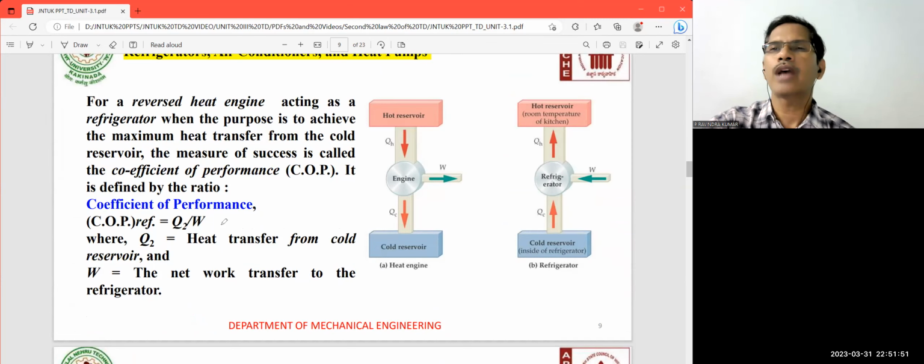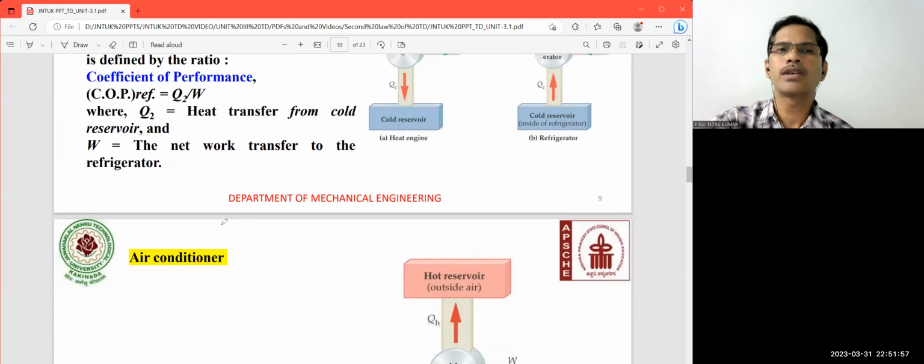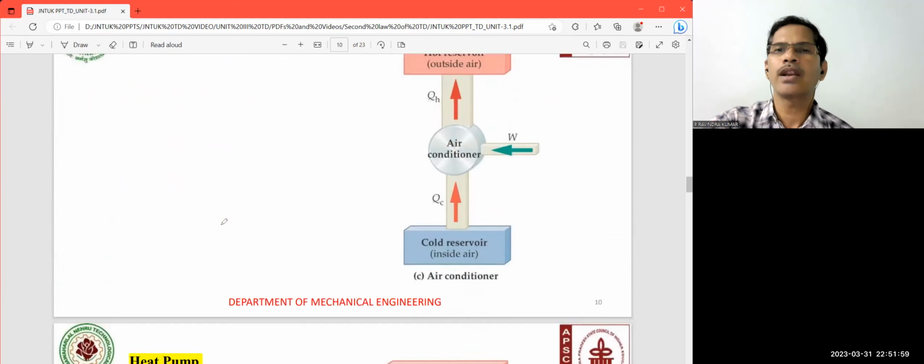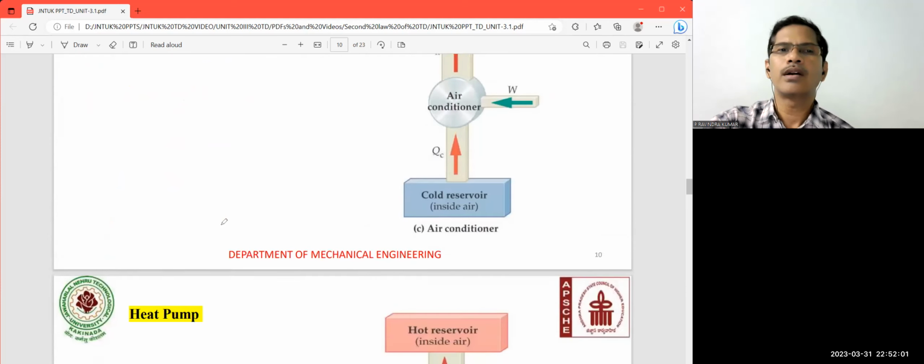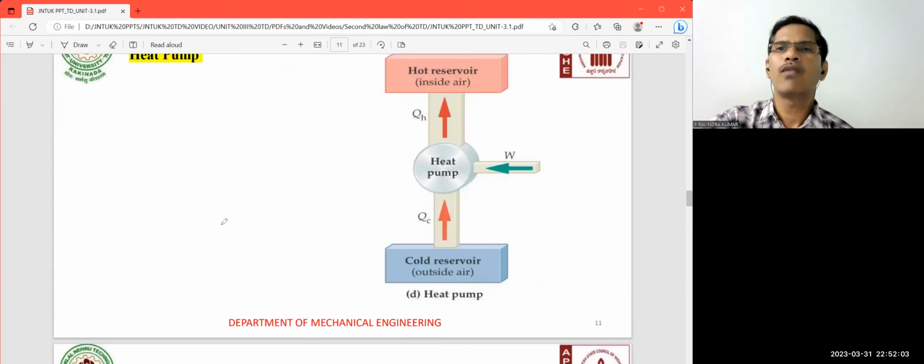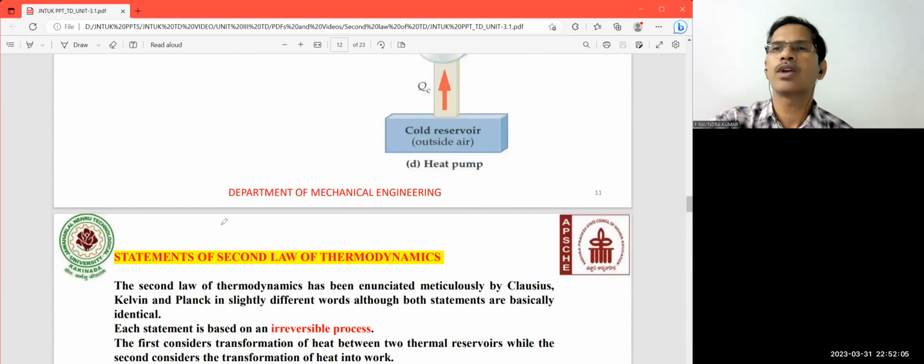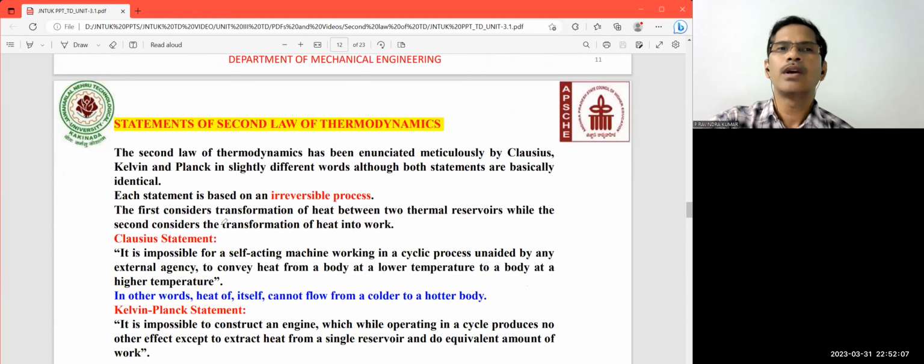So if you want to transfer the heat from the low temperature reservoir to the high temperature reservoir, some work must be spent onto the system. So this is the air conditioner diagram, and this is the heat pump diagram. For these two cases, you need to mention the coefficient of performance. So next one is the second law of thermodynamics.